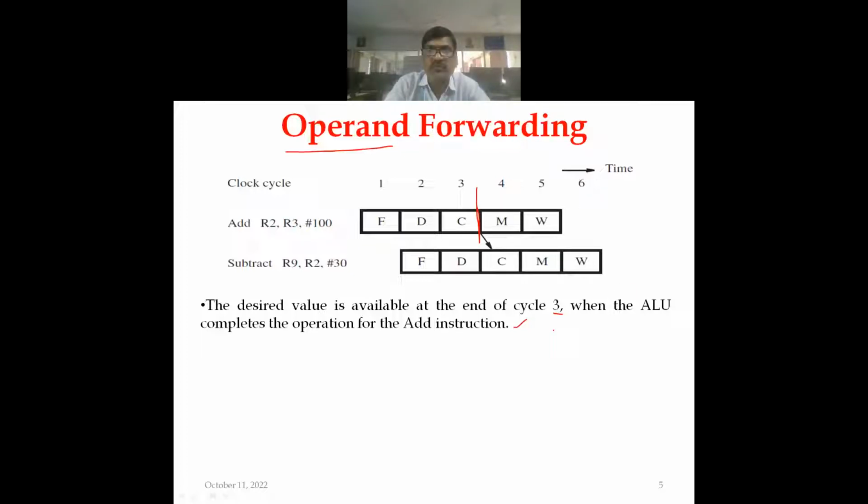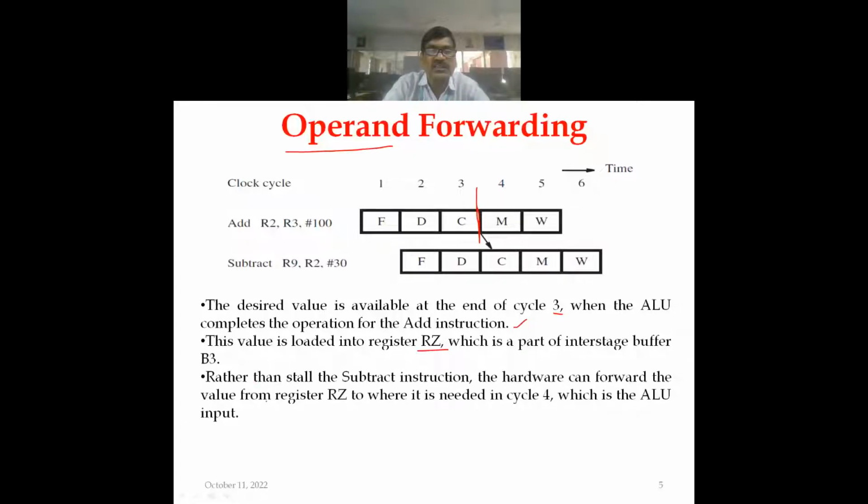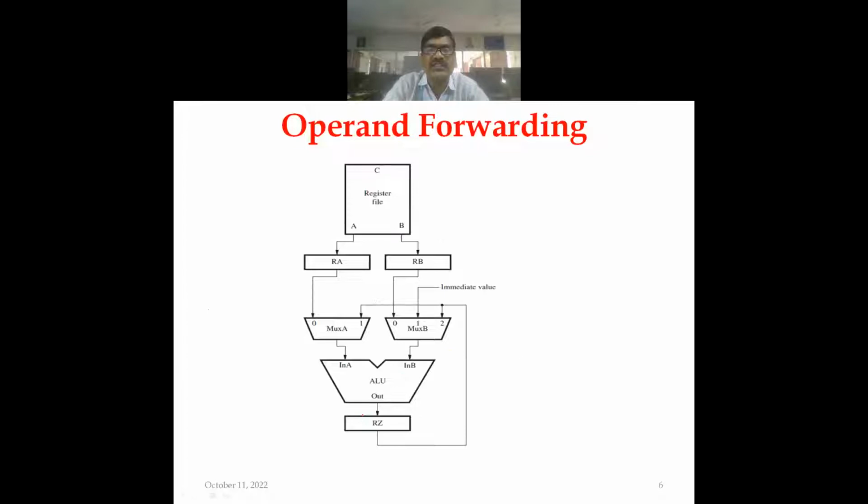So we use the concept of operand forwarding. This value is loaded into the register RZ. The arithmetic logic unit output is written into the RZ register, which is a part of interstage buffer B3. Rather than stall the subtract instruction, the hardware can forward the value from register RZ to where it is needed in clock cycle 4, which is the ALU input.